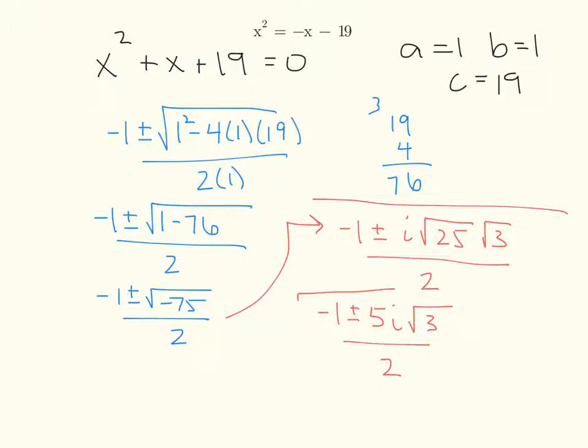This is actually our final answer. It has an i in the final answer. There are two solutions. That's what the plus or minus signifies. And so now you got to see an example where we have imaginary solutions.